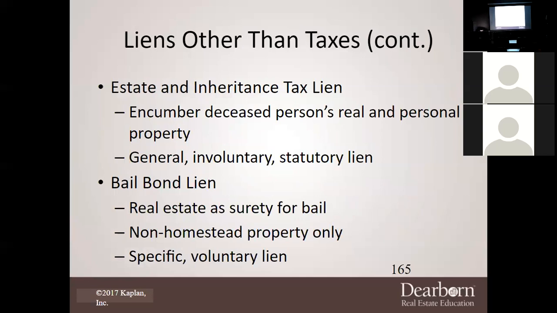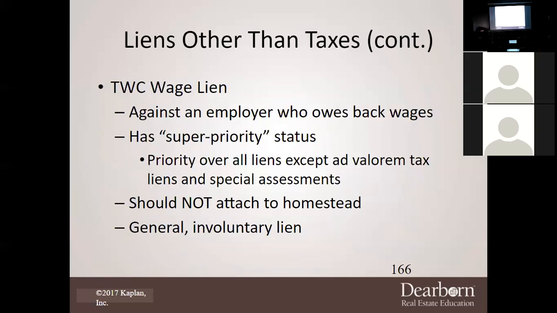There also are the estate and inheritance tax liens, which encumber a deceased person's real and personal property, either general, involuntary, or statutory liens. The bail bond lien, again, they will oftentimes use real estate as surety for that bail. This is only for non-homesteaded property. So if you want to get somebody out of jail and you have a homestead, you're probably not going to be able to get that bail lien on your property. Okay? And again, it is a specific voluntary lien.